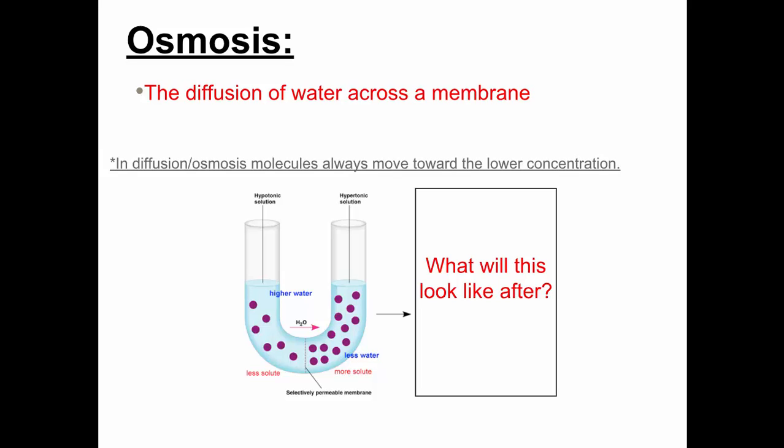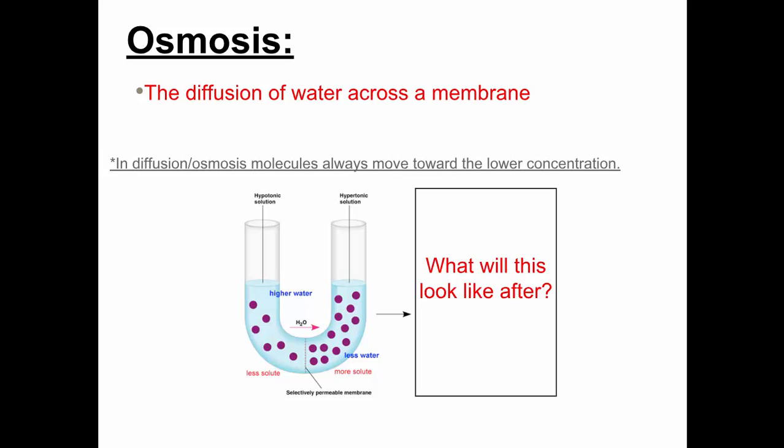Where's our higher concentration of sugar? Right, obviously on the right side. Lower concentration of sugar on the left. Where is there a higher concentration of water? On the left, and a lower concentration here. So which way, based on what we just talked about with diffusion, which way would you think the sugar molecules would go? To the left.